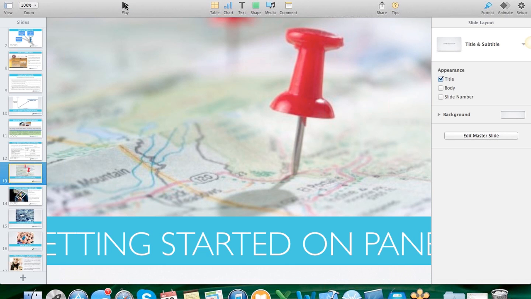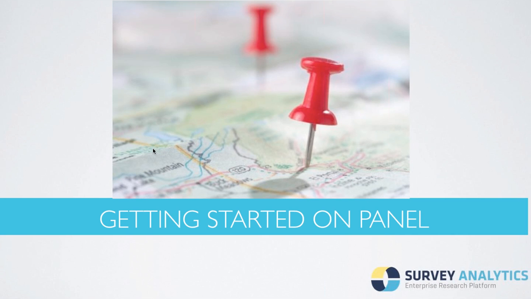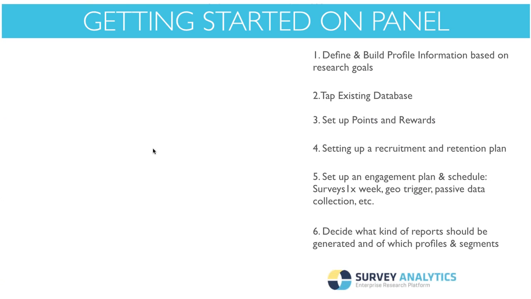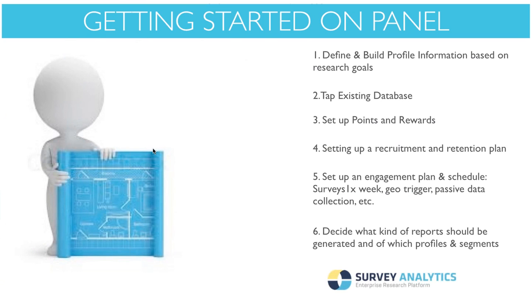Yep. Okay, great. So everyone, let's talk about getting started on the community tool. Some of you may traditionally know this as panel, but we're moving ahead now and we're calling it a community. Getting started with your community, the first thing you want to do is define and build profile information based on your research goals and needs. If you're looking at a particular product, a particular makeup of whatever you're looking to research, you want to think about who you want in this community and who you want to deploy surveys based on, and also what you want to analyze alongside your survey results.